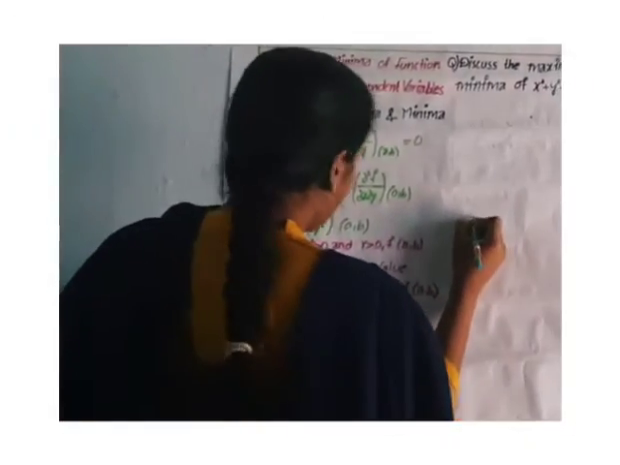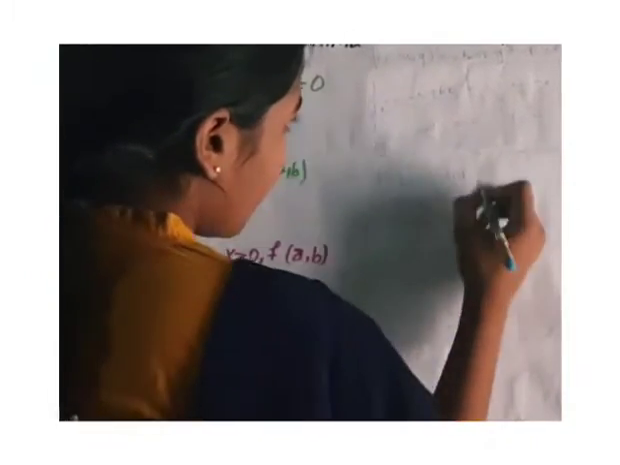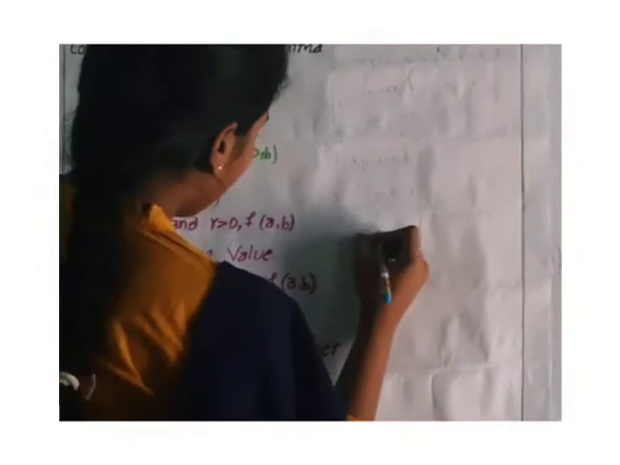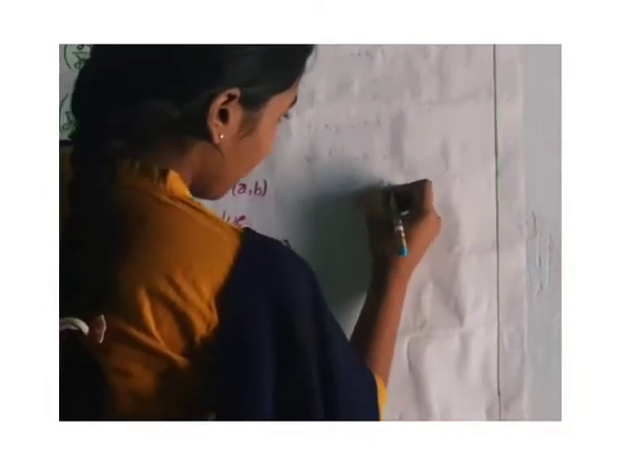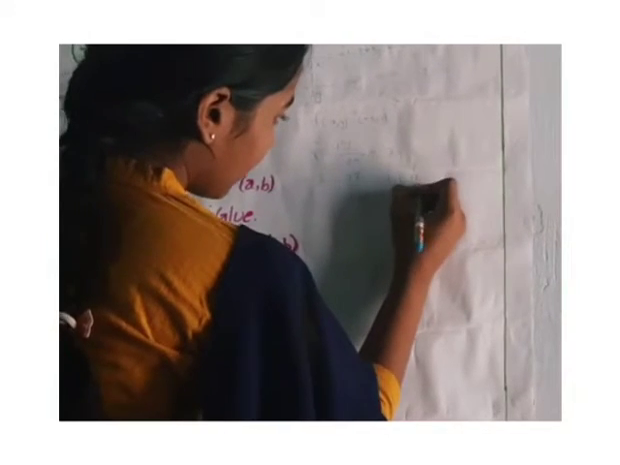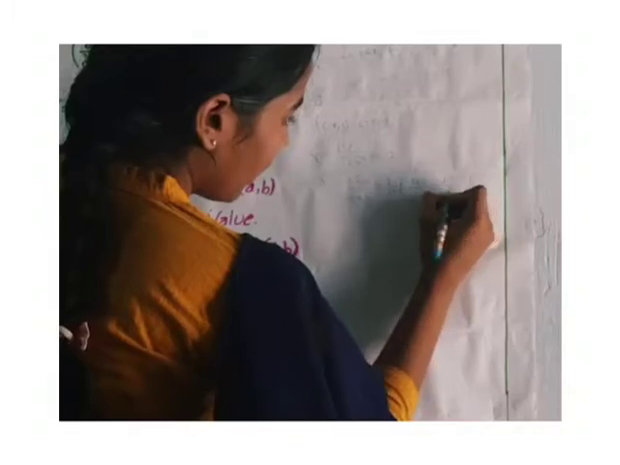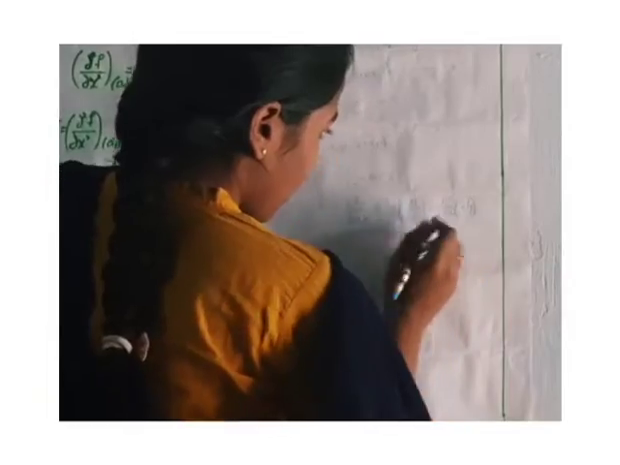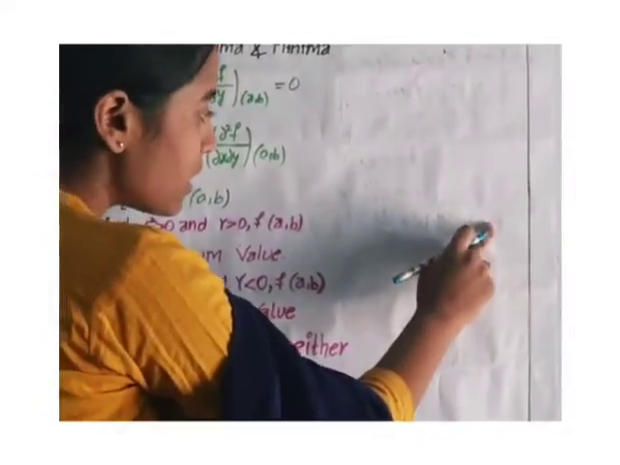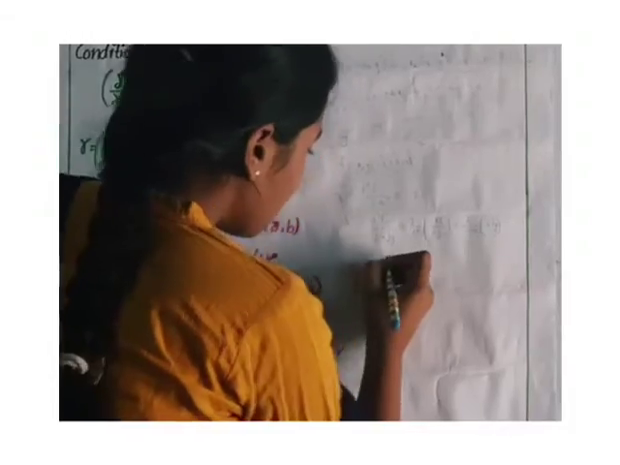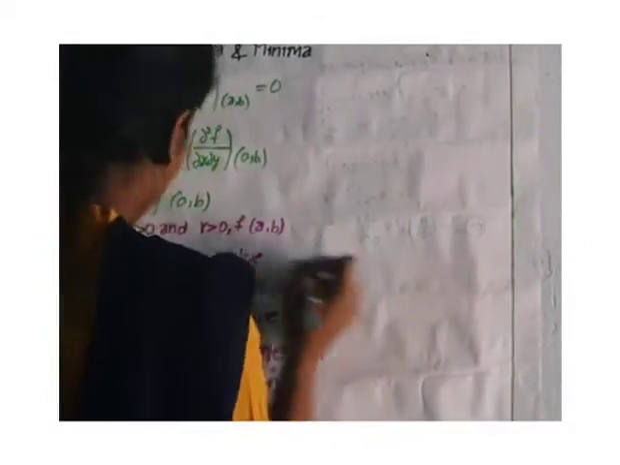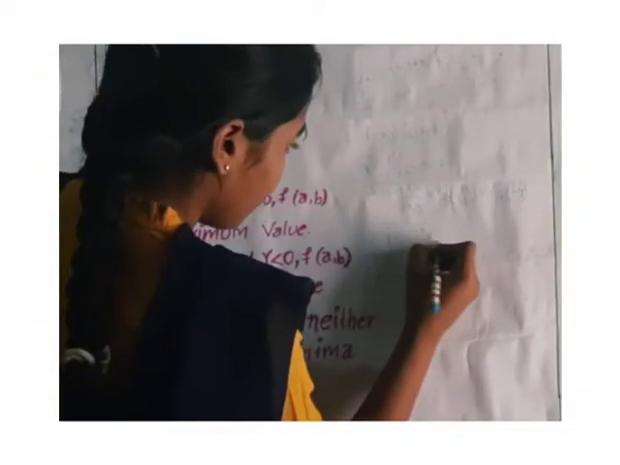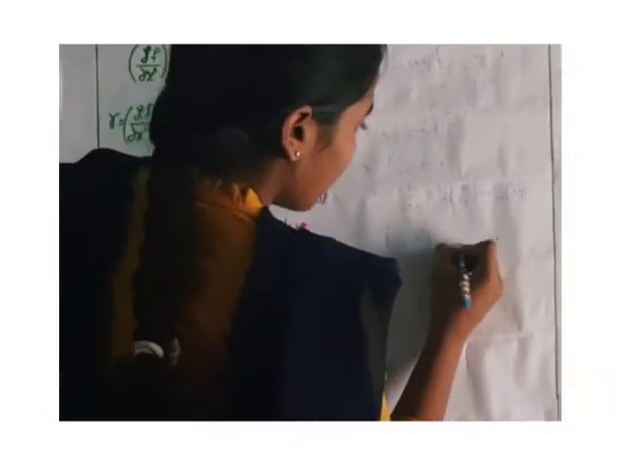r is equal to ∂²f/∂x², that is 2. And s is equal to ∂²f/∂x∂y, that is equal to ∂/∂x of ∂f/∂y, which is ∂/∂x of 2y. Now differentiating the equation with respect to x, it becomes 0, so the value of s is equal to 0. And t is equal to ∂²f/∂y², that is equal to 2.